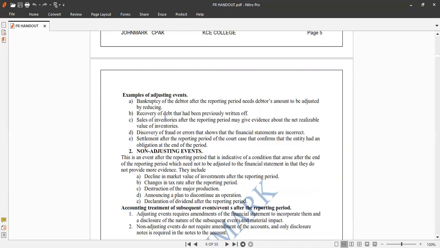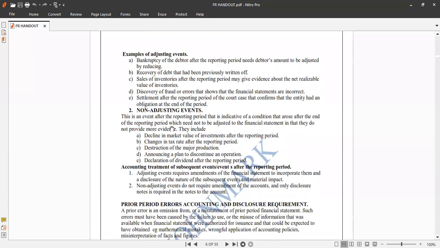Also, recovery of a debt that has previously been written off. Now, a bad debt that has previously been written off should be recognized now as income. Then sale of inventory. If you sell the inventory during that period, you also need to adjust your closing stock. Also, discovery of fraud or errors that show that the financial statements are incorrect. Settlement after the reporting period of a court case that confirms that the entity had an obligation at the end of the period. Then we have non-adjusting events.